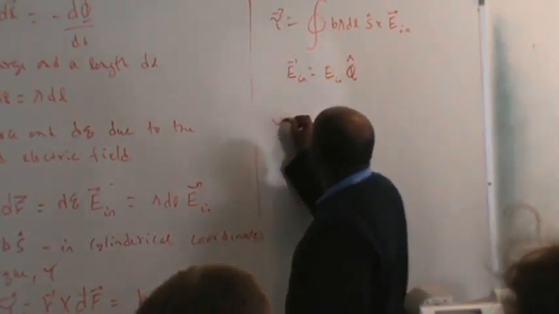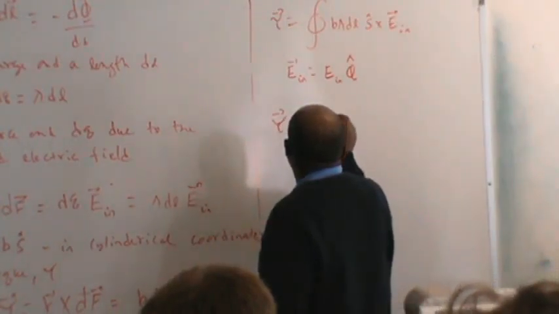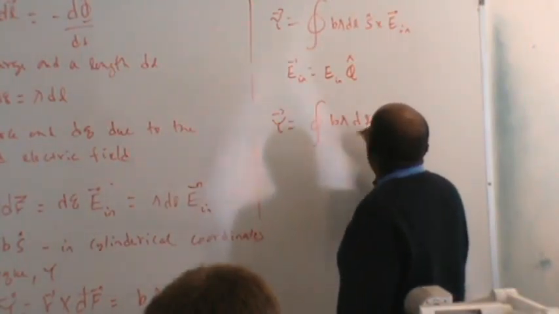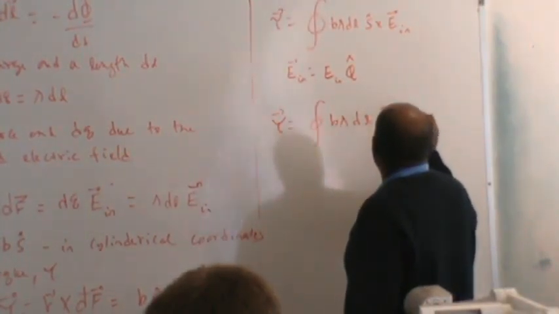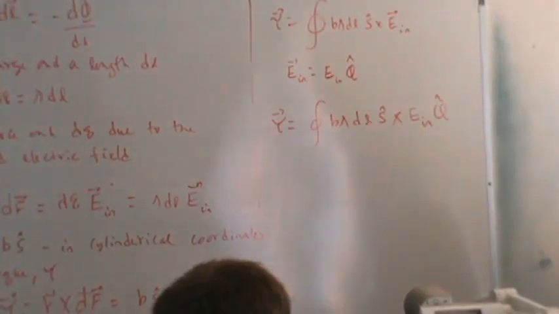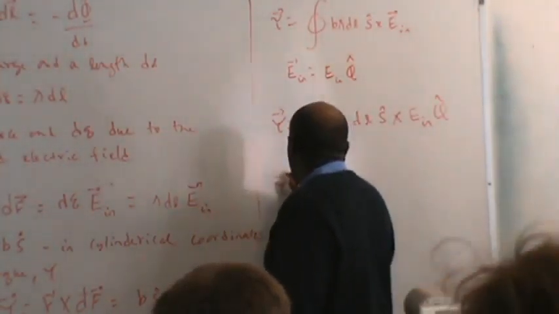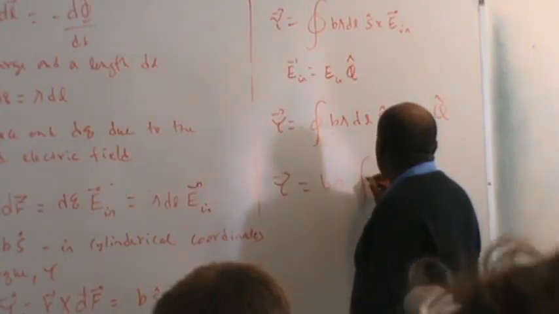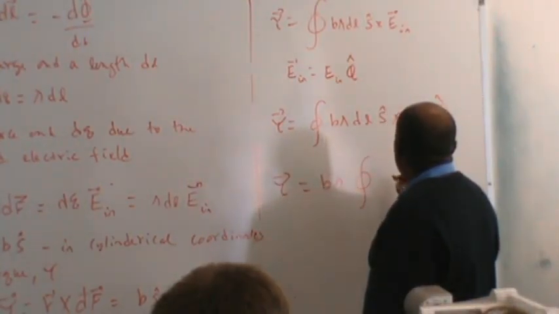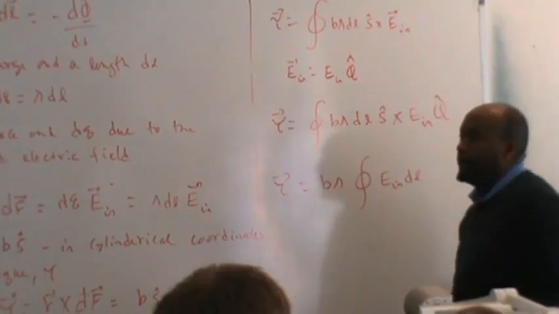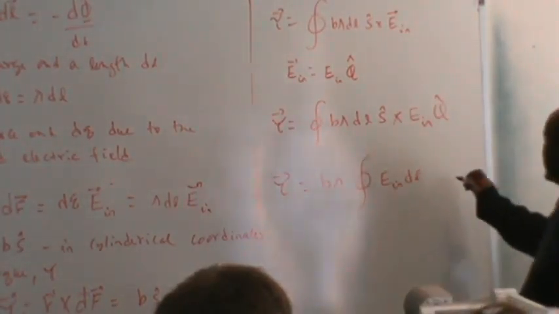So tau then becomes integral over a closed curve of b lambda dl, s hat crossed with E induced times phi hat. S crossed phi hat gives z hat. So the torque tau becomes b lambda integral over a closed curve of E induced times dl in the z hat direction.